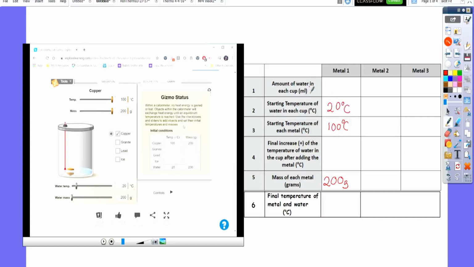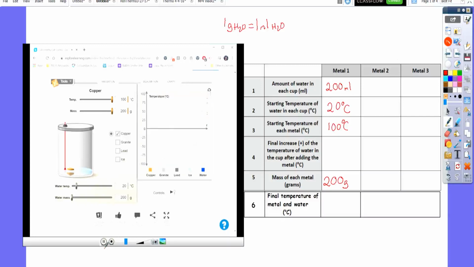And the amount of water in each cup, milliliters. Well, ooh, here it tells me 200 grams. Well, here's a very handy conversion: 1 gram of H2O is equal to 1 milliliter of H2O. So if I have 200 grams, I have 200 milliliters. All right. Now, the one thing I dislike is that the simulation goes very fast. This actually should take like 3 minutes in real life.